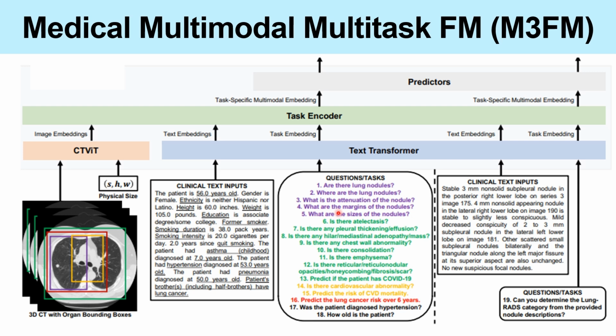And the transformers will give output to the task encoder as input. The task encoder will do further processing to generate task-specific multimodal embedding. These embeddings will in turn drive the predictor to give you task-specific output.